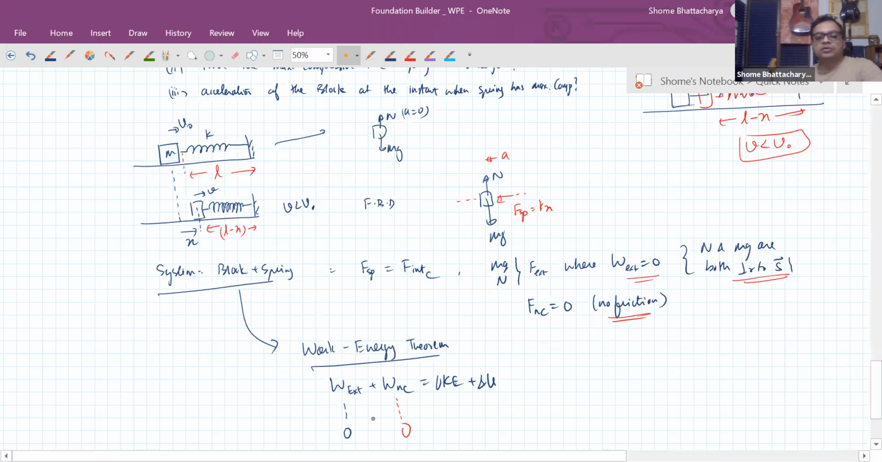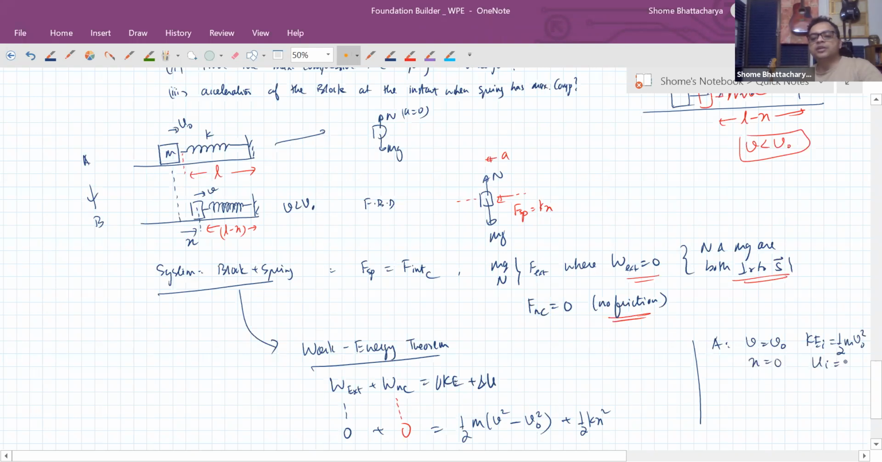Now what about the change in kinetic energy? Going from this situation to this situation, A to B, the kinetic energy is changing from half m v naught square to half m v square. So final is half m v square minus initial, which is half m v naught square. Whereas the change in potential energy of the spring is half k x square. The initial potential energy was 0. In picture A, the speed was v naught, so the initial kinetic energy is half m v naught square, and x of the spring was 0, so the initial potential energy is 0.